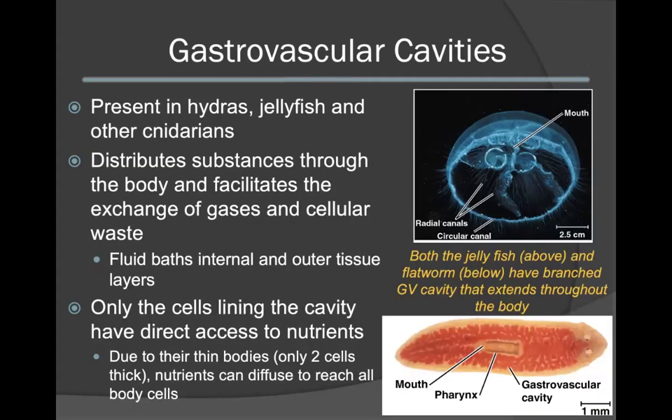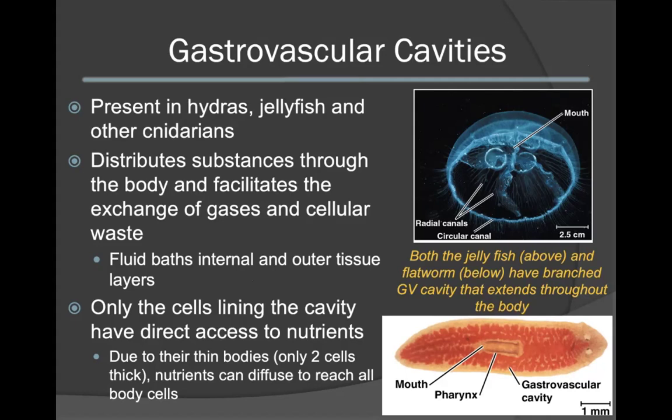When we examine the digestive system of simpler animals, we explore the gastrovascular cavity. A gastrovascular cavity is present in hydras, jellyfish, and other cnidarians. It's responsible for distributing substances through the body and also facilitates the exchange of gases as well as cellular waste material. This is because fluid will bathe the internal as well as outer tissue layers of the organism. However, only the cells that are lining the cavity have direct access to nutrients. As a result, these organisms are typically very thin. Many times they are only 2 cell layers thick. This means that nutrients can diffuse to reach all body cells.